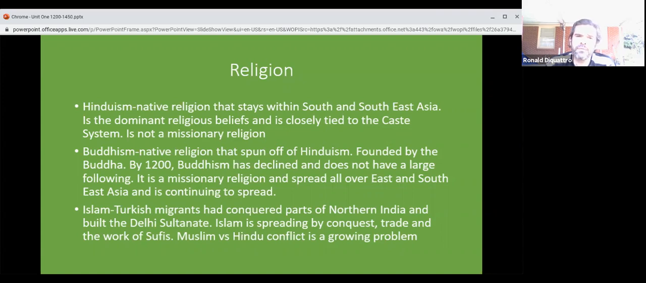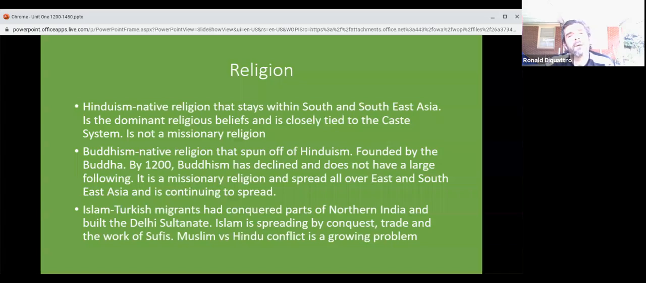But a Sufi is a very devout Muslim missionary who has taken on a life of poverty, kind of like a Catholic priest, and is attempting to spread the religion through good deeds. So it originally spreads by conquest, but then there's a secondary spread in India through the work of Sufi missionaries.